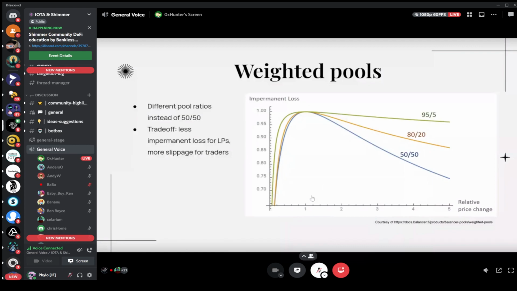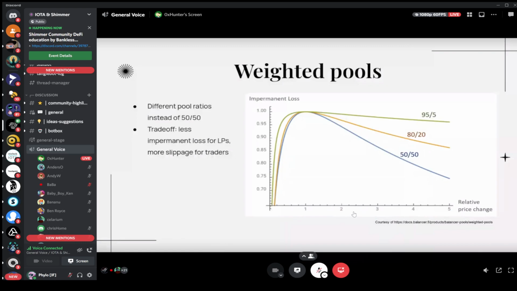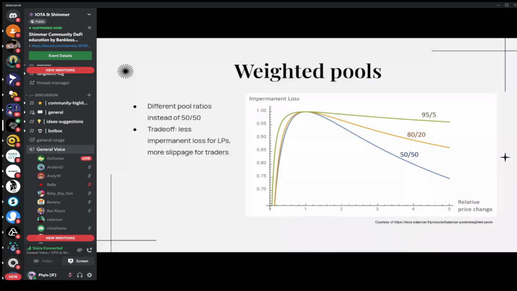You already asked the next question. Is it possible to change the balance of a pool later on? Say my token has gone through the roof. It's now worth $100 each.